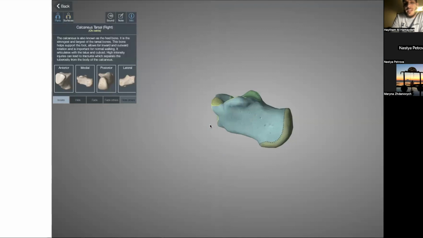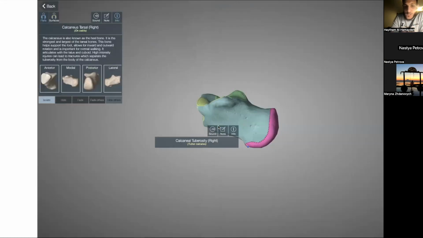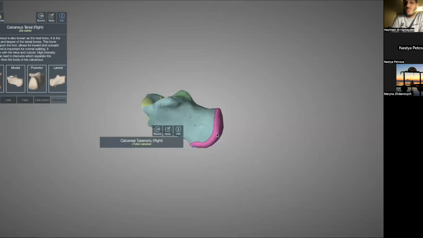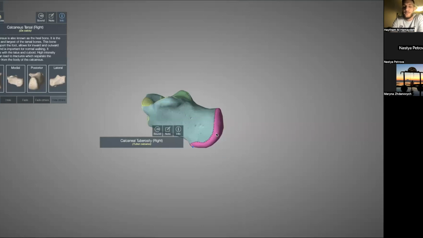The posterior aspect of the calcaneus is marked by the calcaneal tuberosity. What's the clinical importance of this tuberosity? The Achilles tendon is attached here. The Achilles tendon is a big tendon in the leg. If you touch above your heel, you will feel a tendon, and this is called the Achilles tendon. It attaches here. This is the strongest tendon in the body, attached to the calcaneal tuberosity of the calcaneus, which protrudes posteriorly.